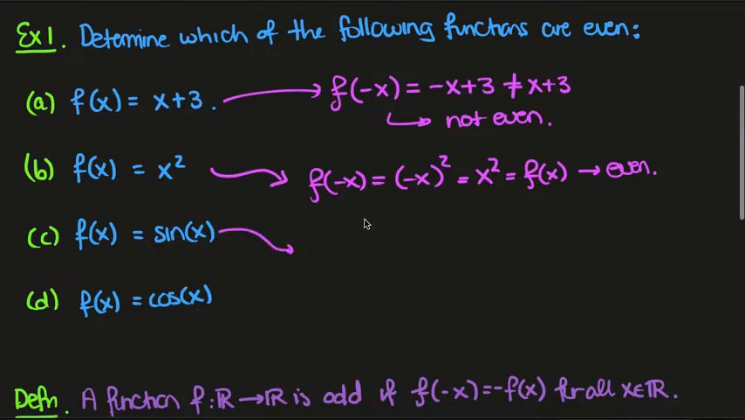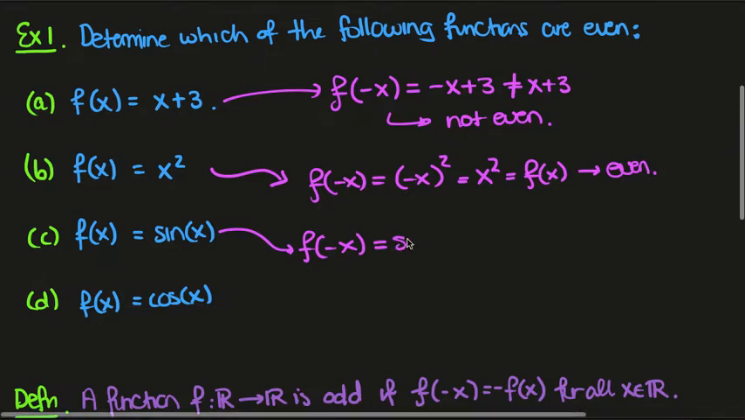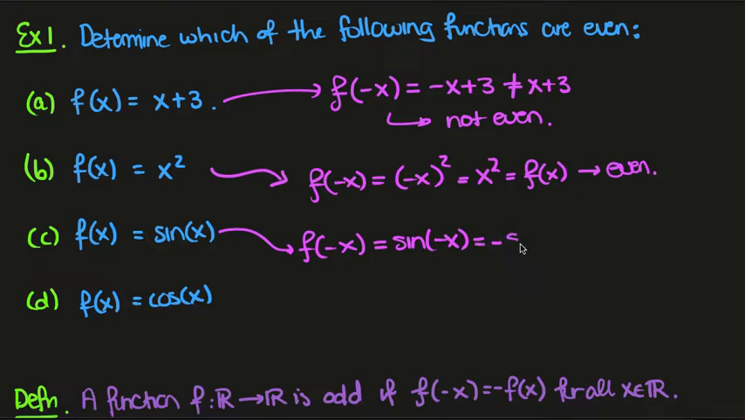Okay, so let's look at this one. So we have sine x. So f of minus x is sine of minus x, but that's minus sine of x. Sine is not symmetric about the y-axis, it's anti-symmetric. And so this is not even.